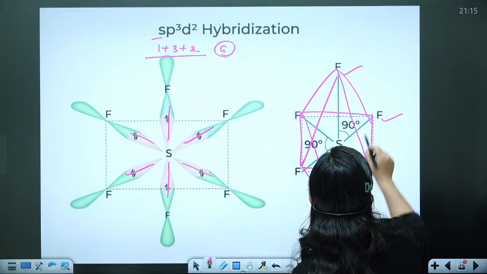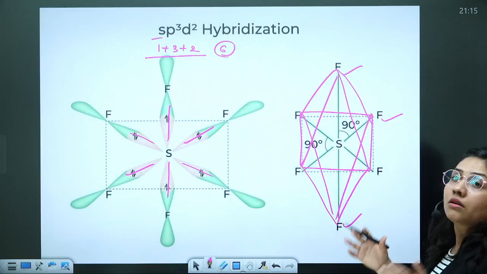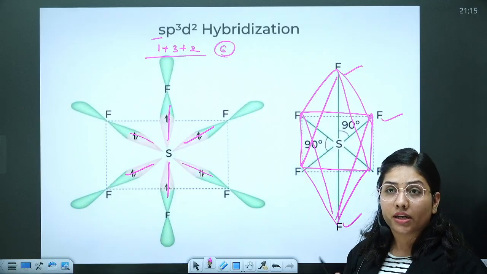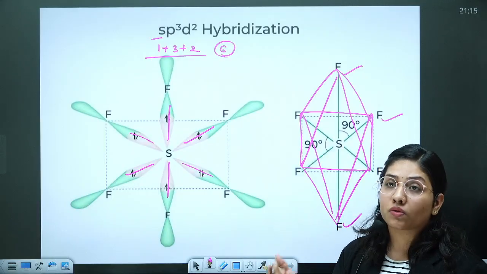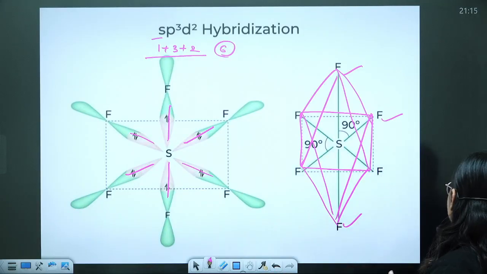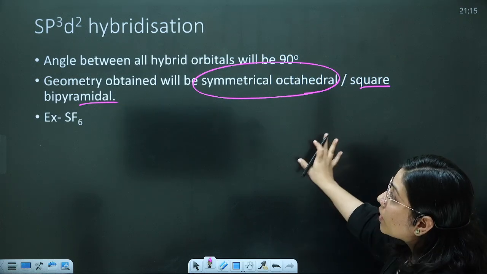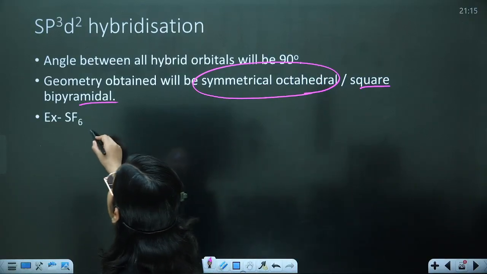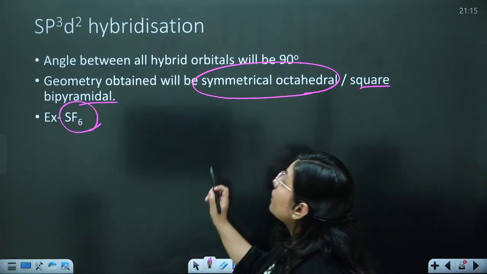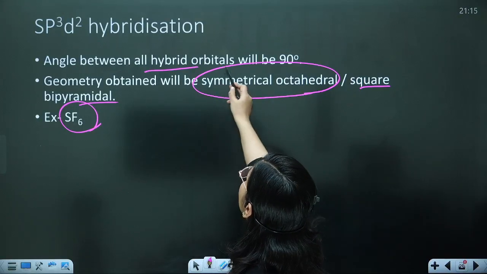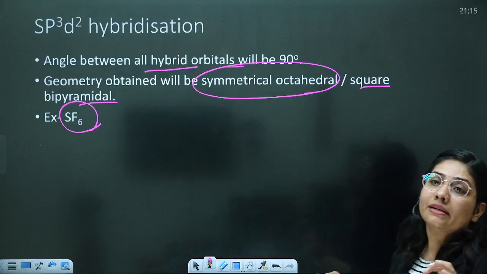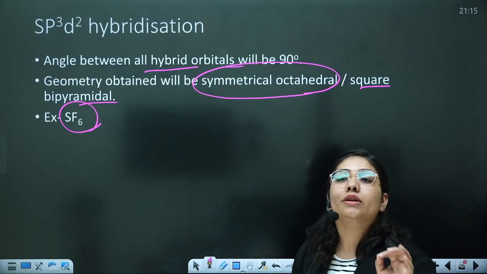2 pyramidal geometries attached to it, that's why it is named like so. Or the other name you can use, that is symmetrical octahedral. This is shown by SF6. The angle between all the hybrid orbitals will be 90 degrees in such a hybrid structure.